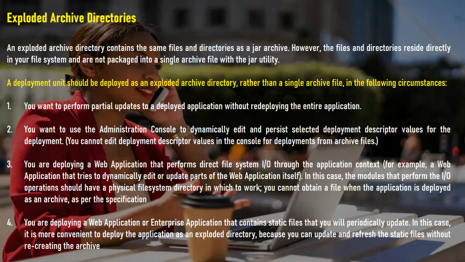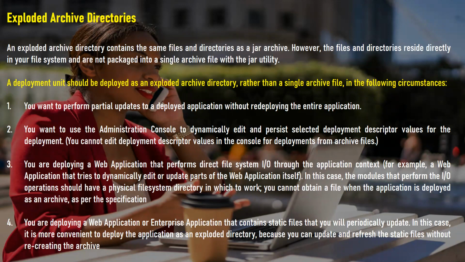And exploded directories are, as I said, a way to deploy your code directly in the form of an open directory without archiving the files. But there are certain use cases where you actually need to implement this. You want to perform partial updates to a deployed application without redeploying the entire application. For example, if a certain part of your application needs to be deployed very frequently, and you have an archive file, you are not able to do that, because every time you need to change your code, you have to unzip your archive file, update your code, and then again zip that file, and deploy the jar file.